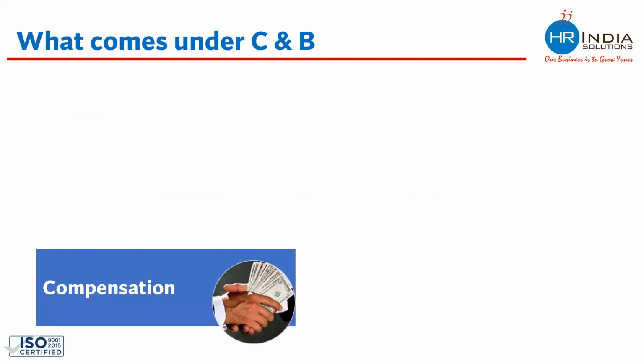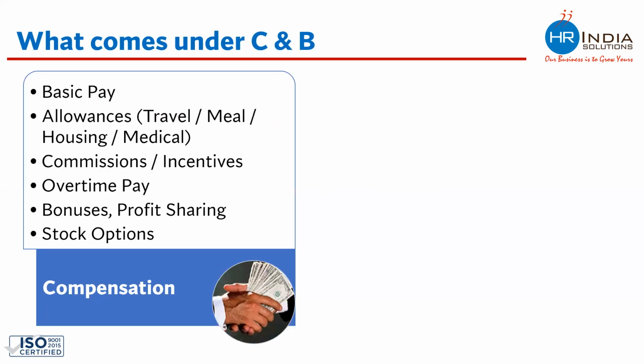Compensation is the monetary part of the package for which you get money in your hand. Things like basic pay and allowances, it can be travel allowance, meal, housing, medical allowances, which are paid in the form of money, come under compensation. All commissions, incentives, overtime payment, bonuses, profit sharing, stock options, all these things are paid in the form of money, hence they come under compensation.